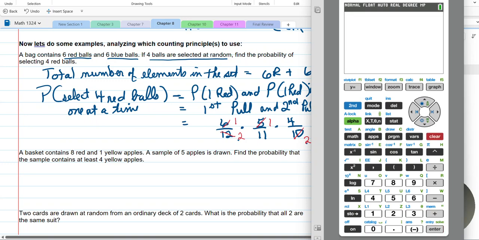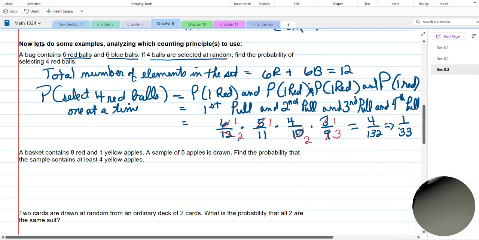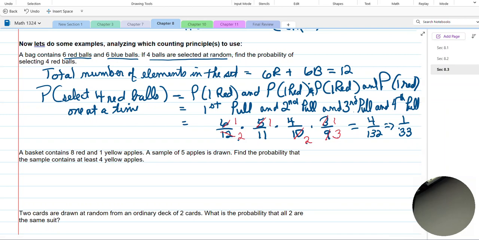Here we go. And it's a new key we can use. We know it's 6 divided by 12 times 5 divided by 11 times 4 divided by 10 times 3 divided by 9. Enter. We get this ugly thing. Then we go math, and we're going to enter frac, and enter, and we get 1 out of 33. And I should have done that for you. All right. But what can I tell you? Best laid plans.